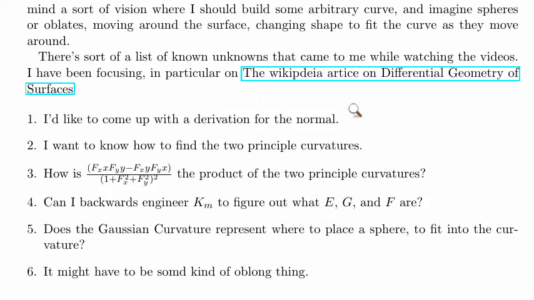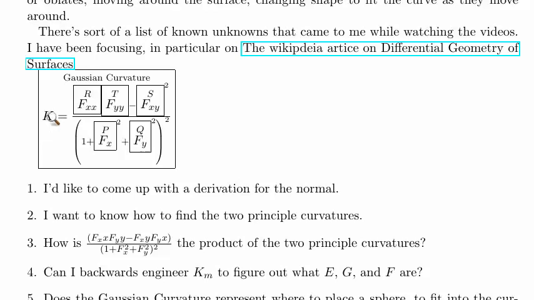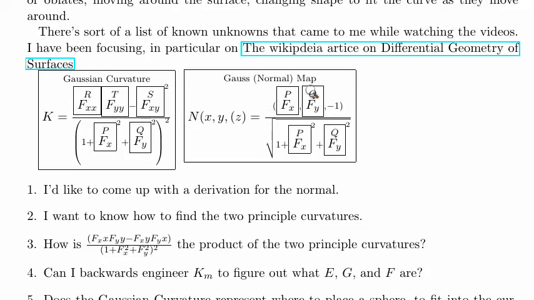I've been focusing in particularly on the Wikipedia article on differential geometry of surfaces. It gives the definition of the Gaussian curvature K as RT minus S squared divided by 1 plus P squared plus Q squared. And R, T, S, and P and Q are defined as the second derivatives or first derivatives of f, where f was a surface, basically just a function of x and y. And the Gauss normal map was n of x, y, and then there actually is no z in this formula, but they did express it as a function of x, y, z in Wikipedia.